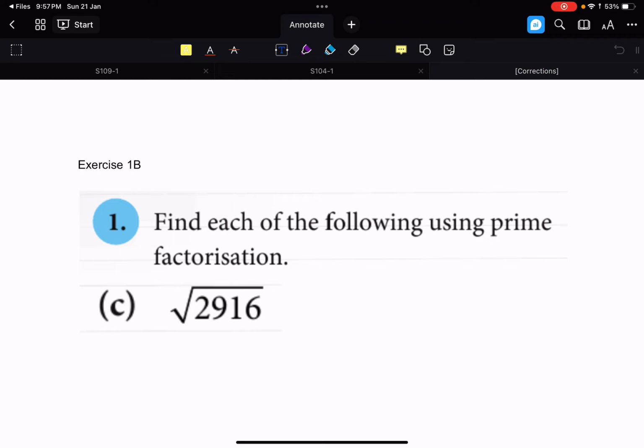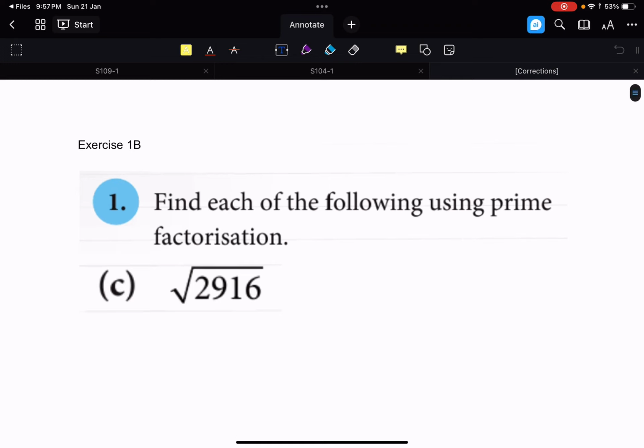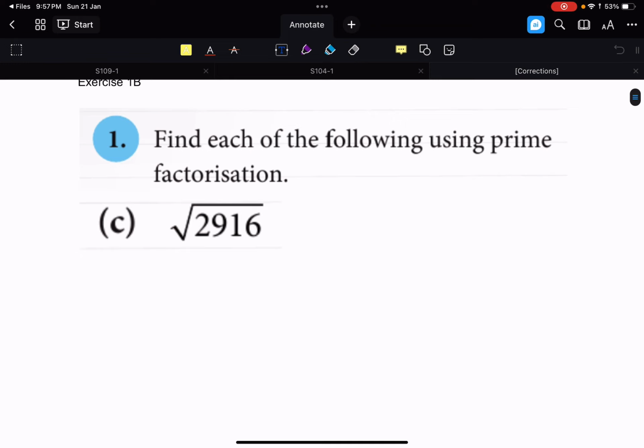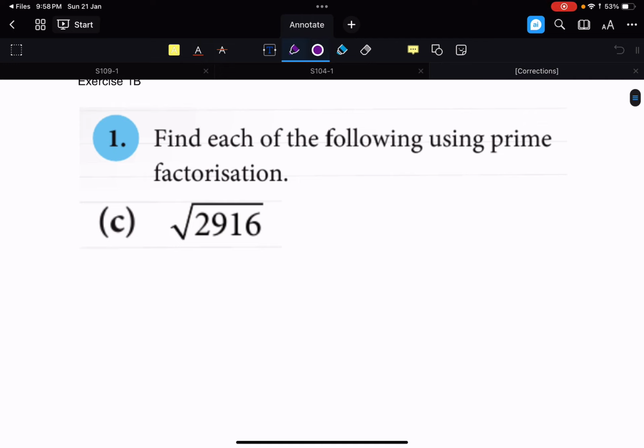Right, so the first question, find each of the following using prime factorization. Since they require us to use prime factorization, let's go ahead and do just that. So we're going to begin by writing 2916. Let's factorize this with 2.